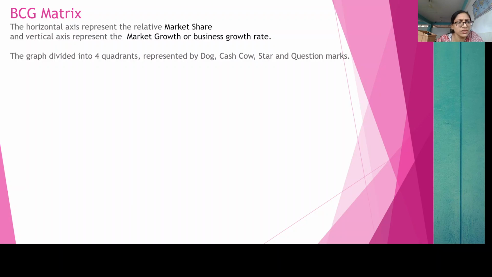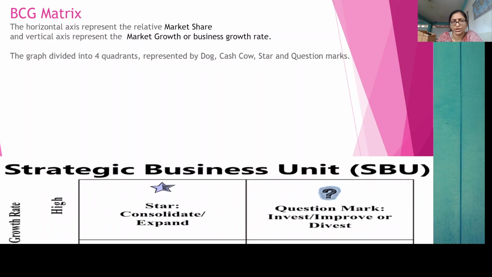So basically, the BCG matrix has two axes, horizontal and vertical. In horizontal we have relative market share, and in vertical we have market growth, or business growth, you can say. The graph is divided into 4 quadrants represented by dog, cash cow, star and question mark.